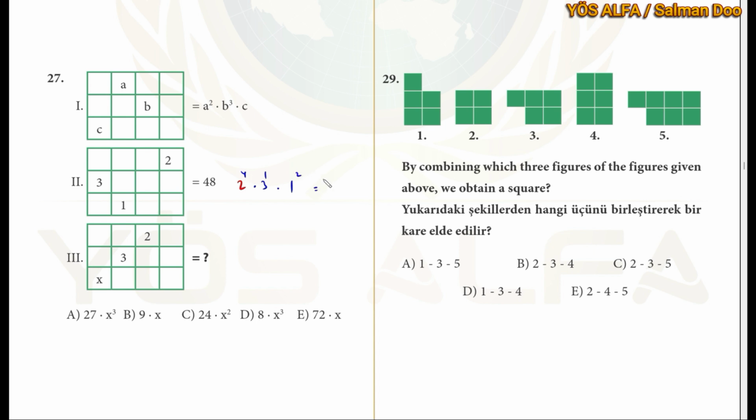So the answer is 16 times 3, 48. So for the third one, we have 2 cubed times 3 squared times x to the 1 is equal to 8 times 9, which is 72x. So the answer is E.